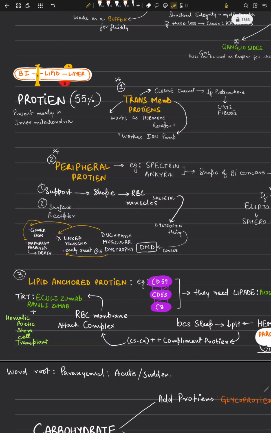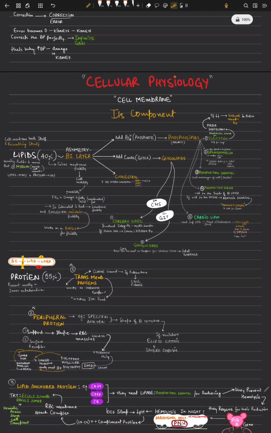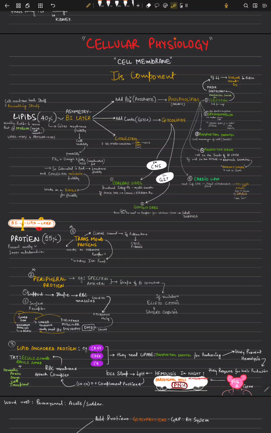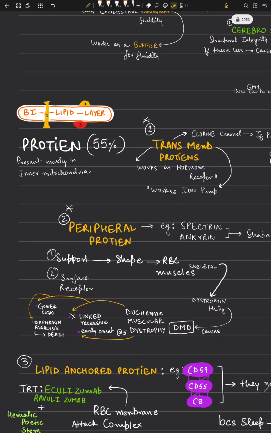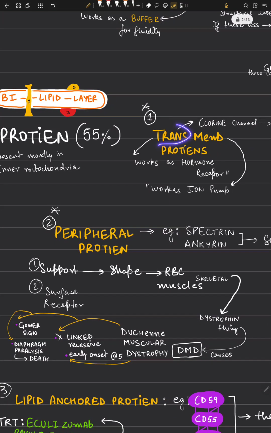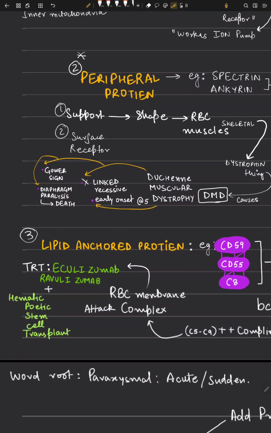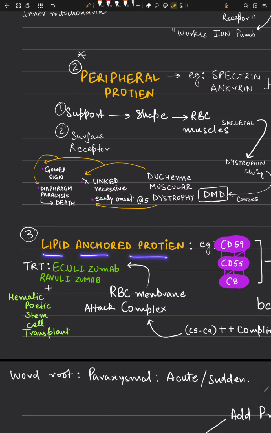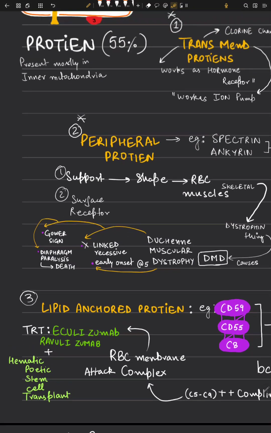Okay, proteins make up about 55% of the whole cell membrane. And there can be three types of protein: trans, on the periphery, and on the inside. So trans, peripheral, and lipid-anchored protein. Anchored means it's just anchored inside.